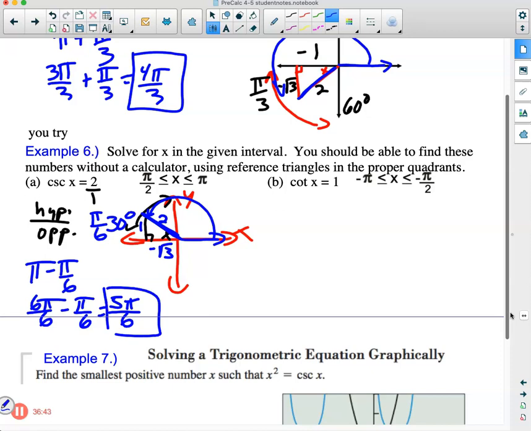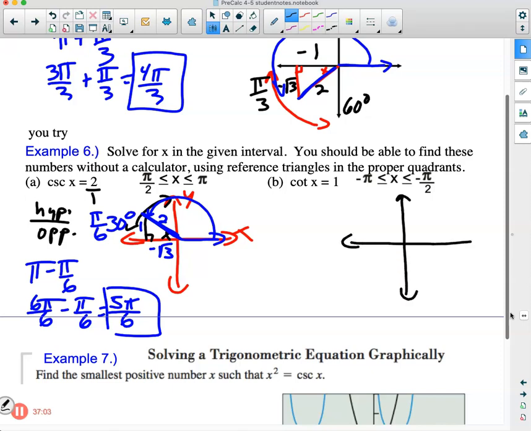And we have it. So like it says, you follow their directions. Solve for x in the given interval. You should be able to find these numbers without a calculator using reference triangles in the proper quadrants. Absolutely. All right. So again, pause, try to do B, and then start it up again.